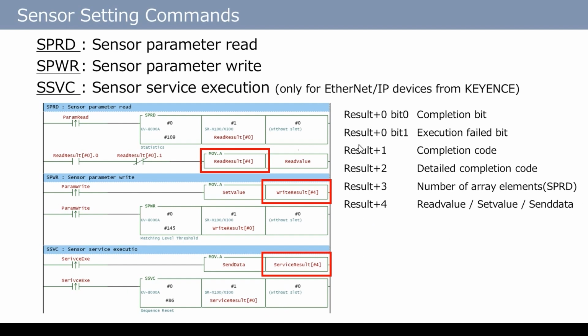In the image capture program, the values read with SPRD are stored in words 1 through 4, and the values to be written are also stored in words 1 through 4. Then, each command is executed.